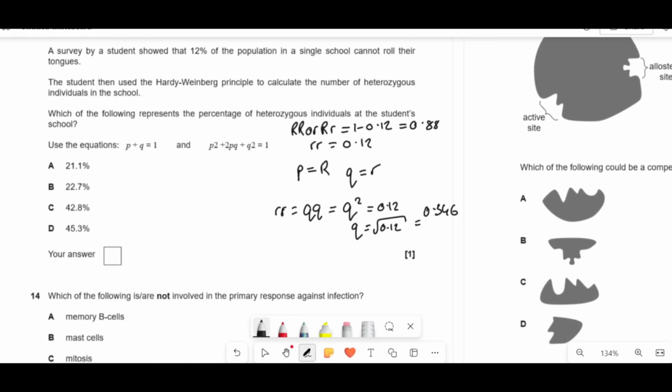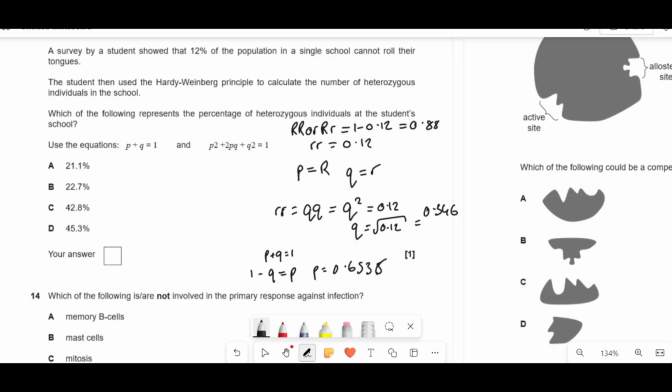So if that's the case, then we can go one step further. If we know what Q is, we know that P plus Q equals 1. So 1 minus Q equals P. So P is going to equal 1 minus that answer we just got, which is going to be 0.65356. Let's go with that, just to round it. Okay? So then we know what P and Q are.